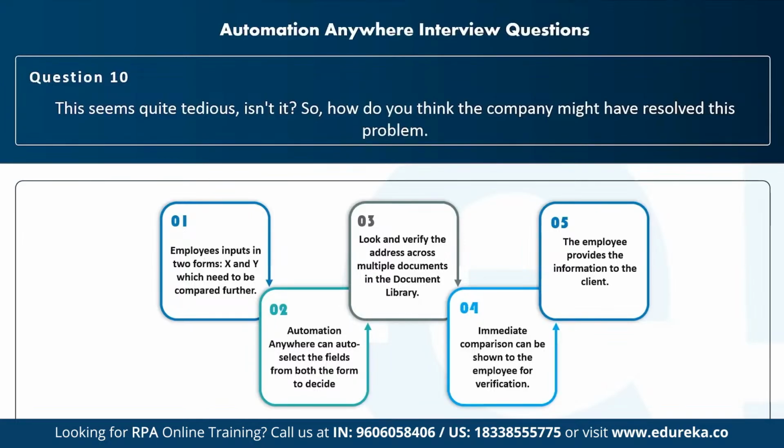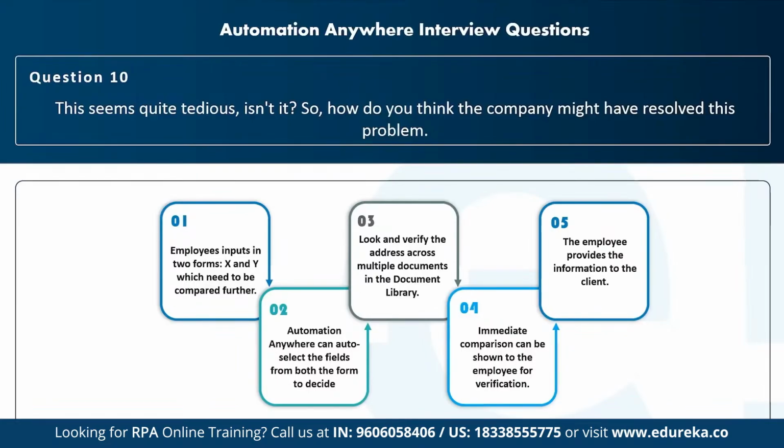So as you can see on my screen, this is basically the process workflow that you can use. For example, if an employee inputs two forms, that is X and Y, which need to be compared further, Automation Anywhere can auto-select the fields from both the forms and then verify the address across multiple documents in the document library. After the immediate comparison has been done, it can be shown to the employee for verification, and then the employee can provide the information to the client. So guys, this is the basic workflow of automating this particular task.